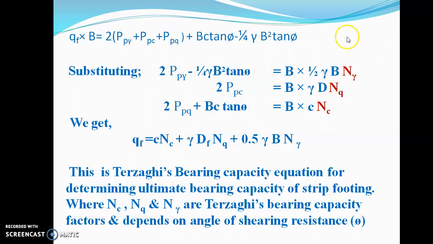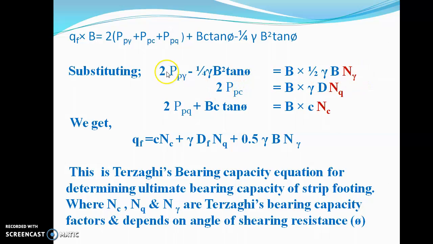Now to simplify this, I am making a certain modification. I am writing 2 PP gamma minus 1/4 gamma B square tan of phi as B into half gamma into B into N gamma. Now what is this N gamma? It's just a constant. This is a constant of equality, you can call it. To get this equal to this, I am introducing a constant N suffix gamma.